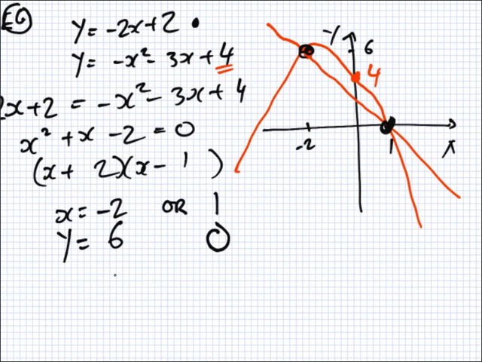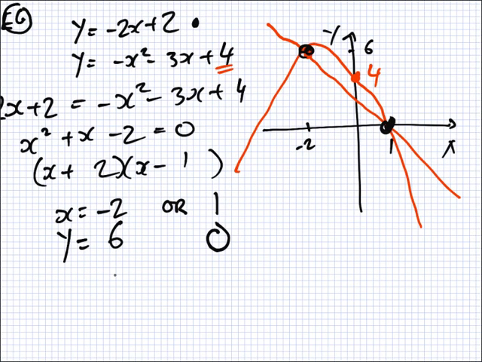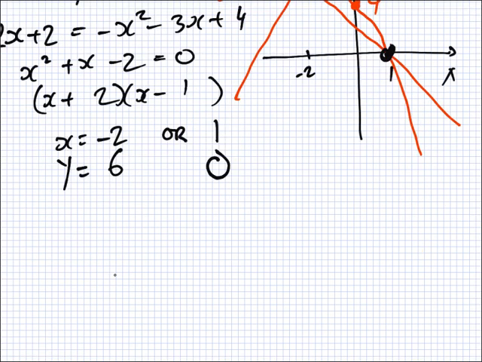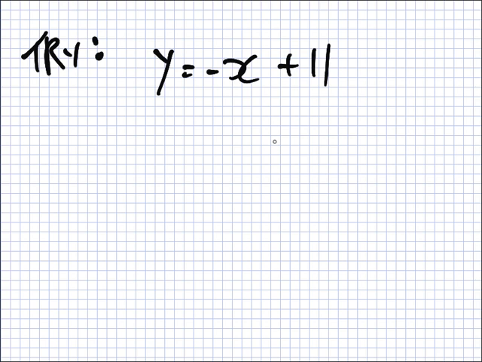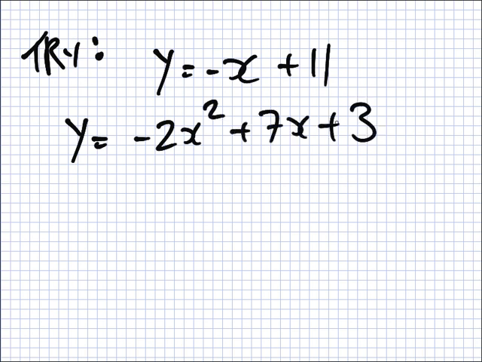Right. Can I scroll down? Yeah. All right. So to practice one, I want you to try this one. Write this one down: y equals minus x plus 11. And the quadratic is y equals minus 2x squared plus 7x plus 3. After you get the answer, I want a quick sketch as well. Solve and sketch this, please.